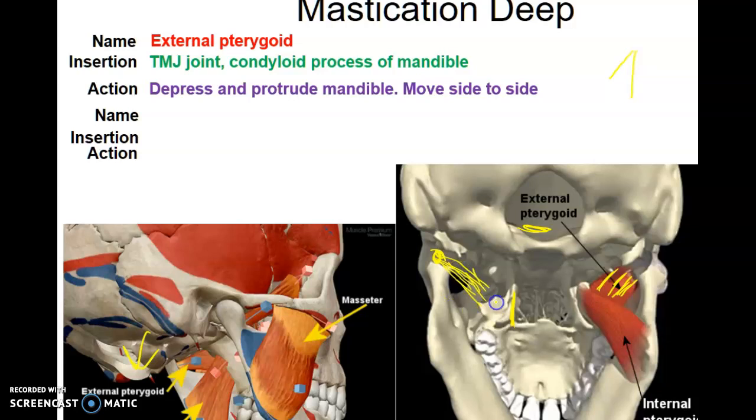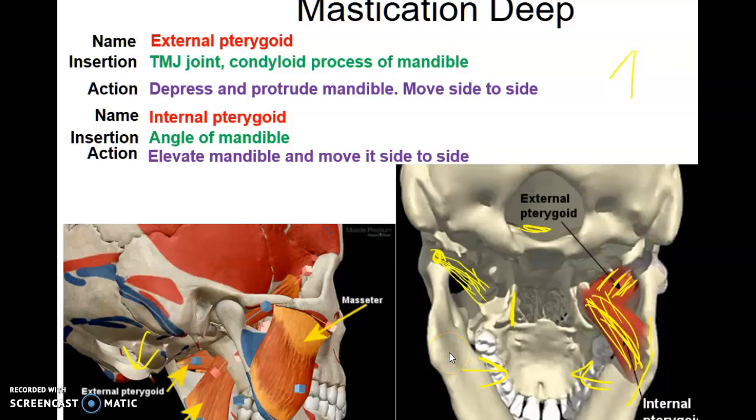So see how they're in here? So it helps you sort of go inwards as well. So it does get some side to side chewing action. The internal pterygoid is attached to the angle. So there's the angle. It is attached to the median pterygoid process, but again, we're not worried about the pterygoid processes. It's going to elevate the mandible, and it is going to move it side to side.